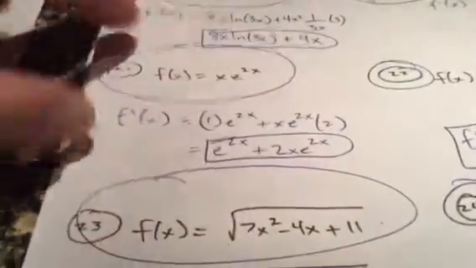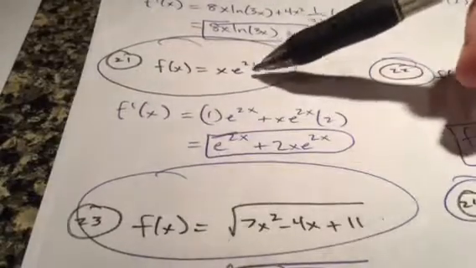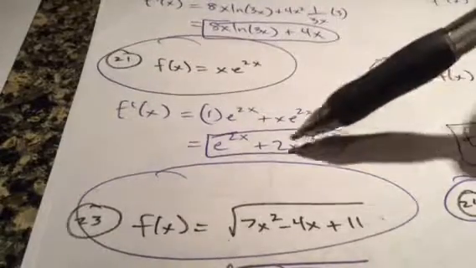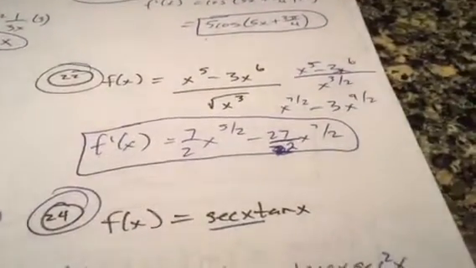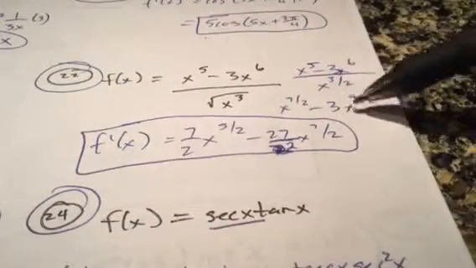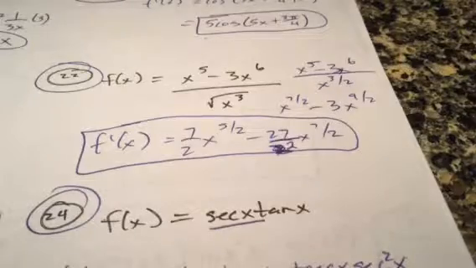We have another product rule, okay? Derivative of the first times the second plus the first times derivative of the second. Number 22, clean that up as such. And then take the derivative, that one's pretty easy.